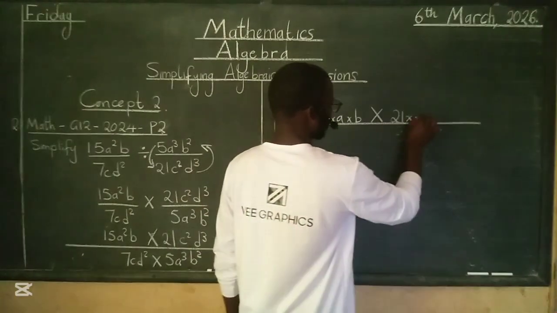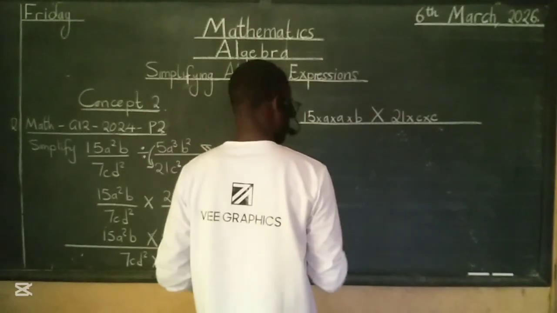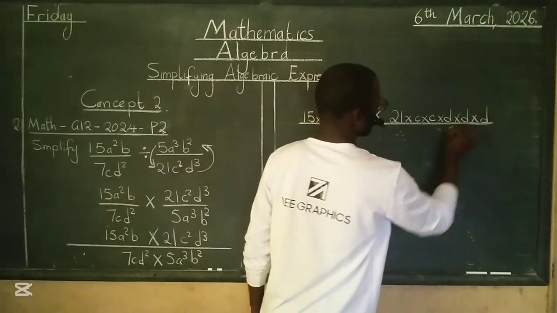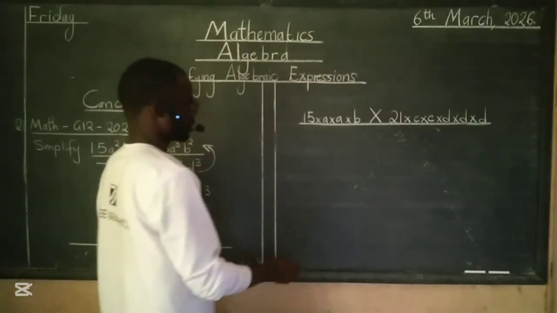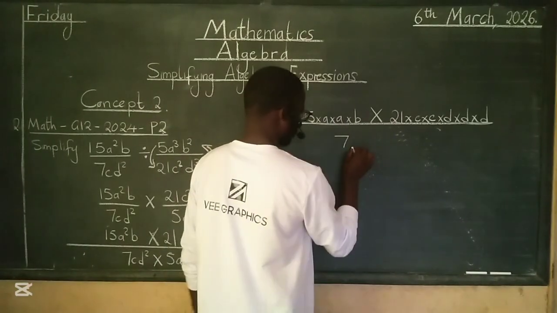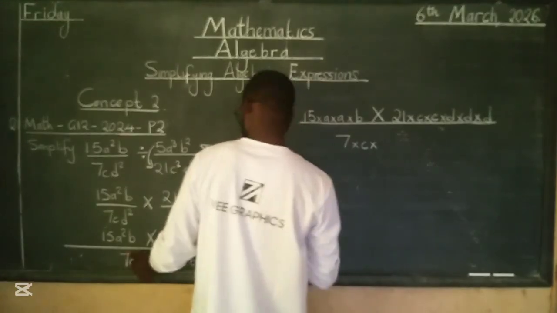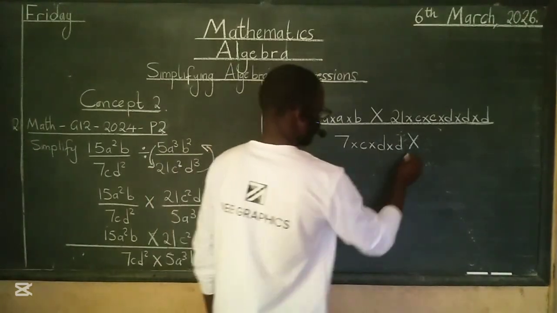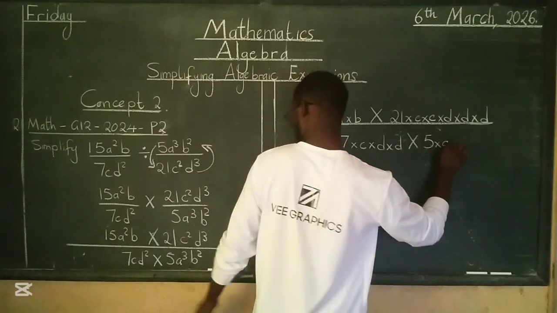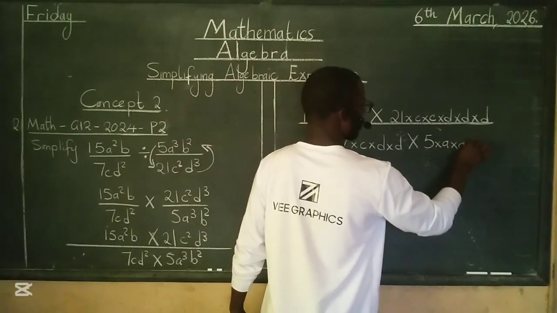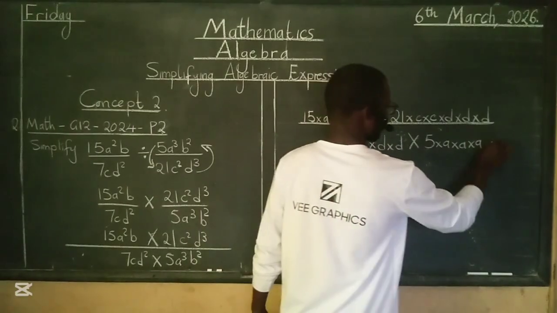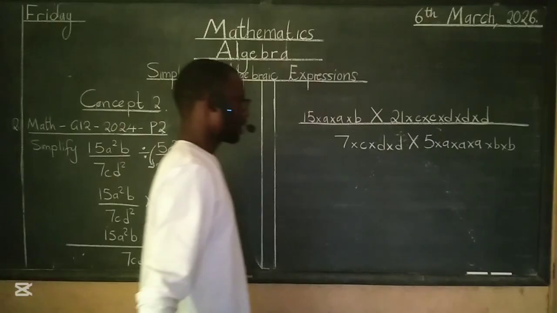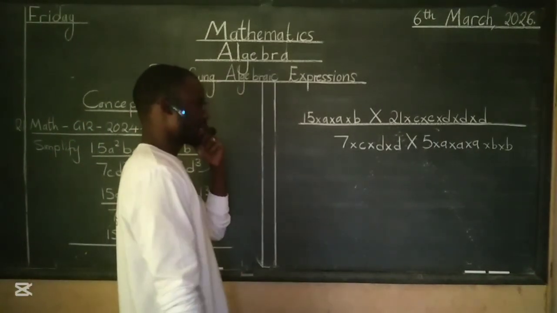times c squared, which is c times c. Then d to the power 3 is d times d times d, 3 d's. Then the bottom part, this would be 7 times c times the d's 2, everything multiplied by 5 times a times a times a, then times b times b, like that. Looks better like that. So when we have this, then we can look at the things that are common.